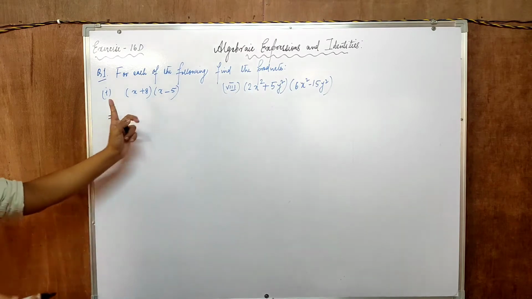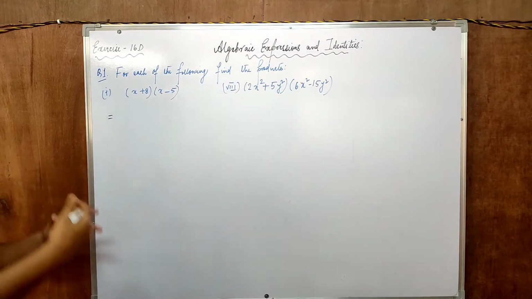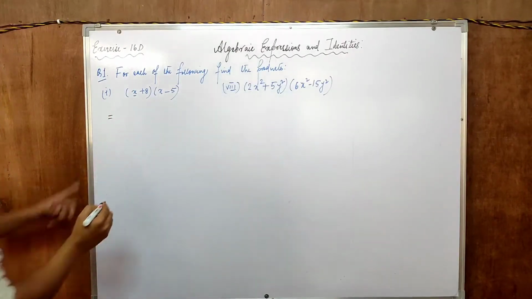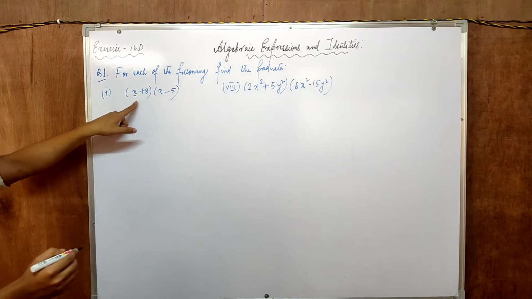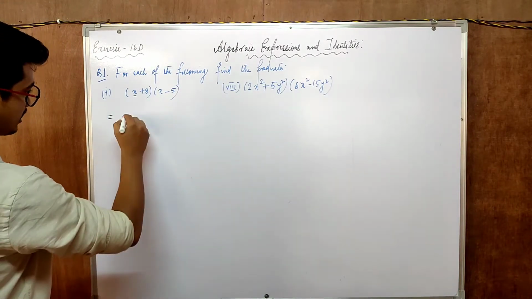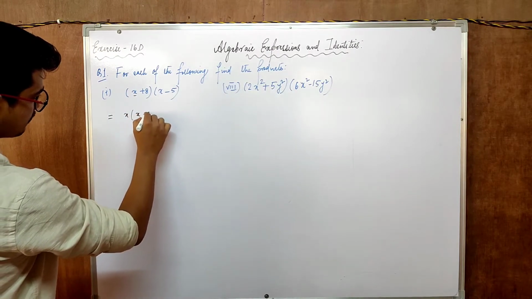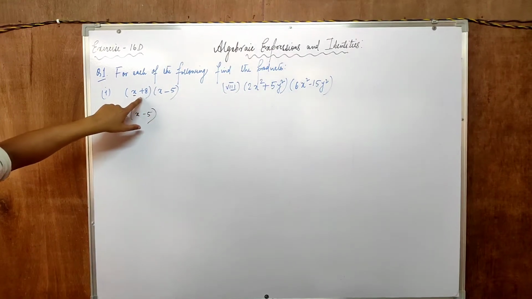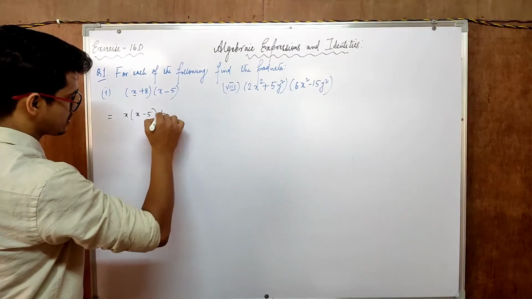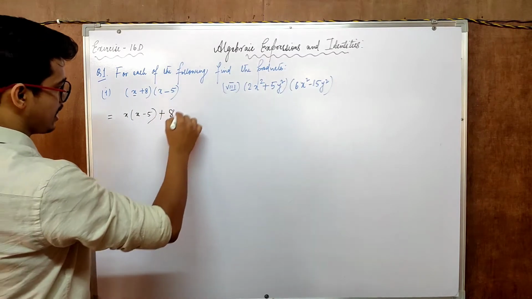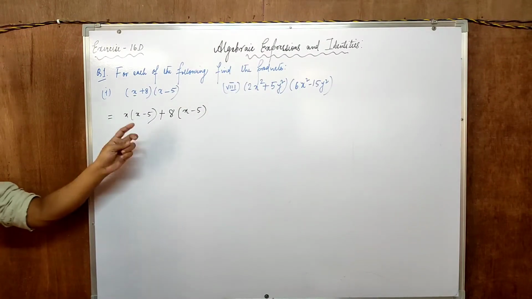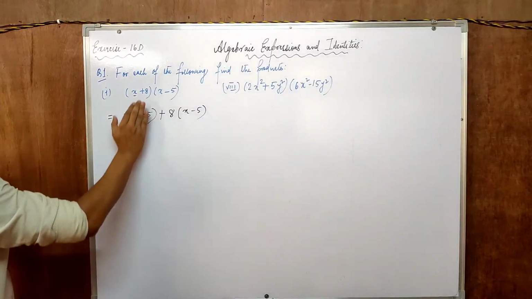Here we can see that two brackets are there. To convert the two brackets into one bracket, what should we do? The first element should be multiplied with the entire bracket. So it is x into x minus 5, following the sign. What is the sign over here? Which is plus. So we put plus, and 8 will come, and again the bracket will be multiplied.